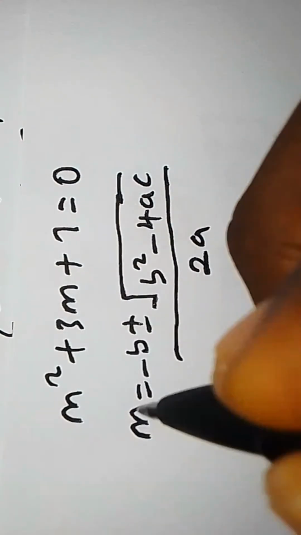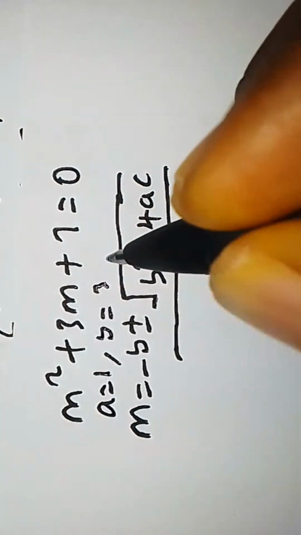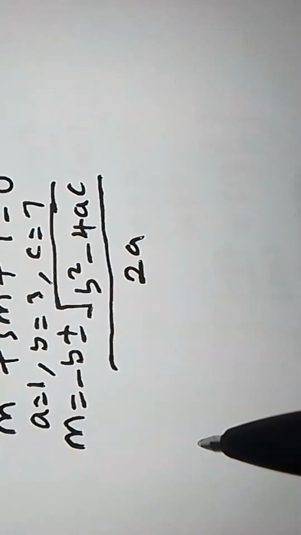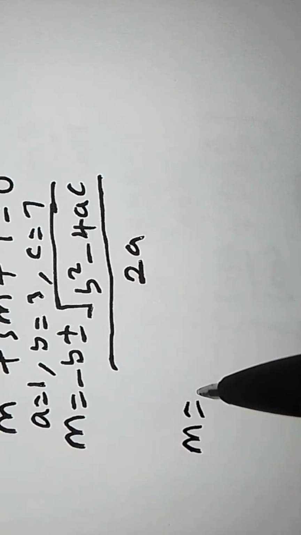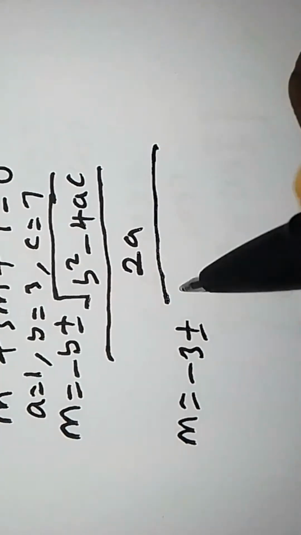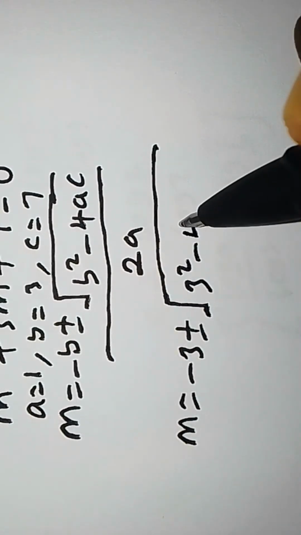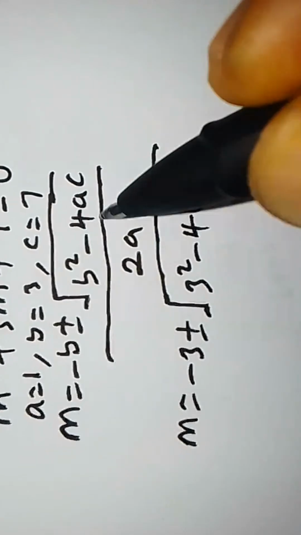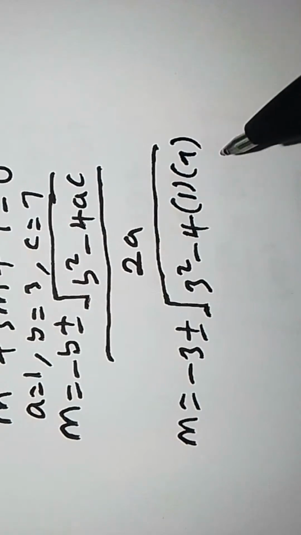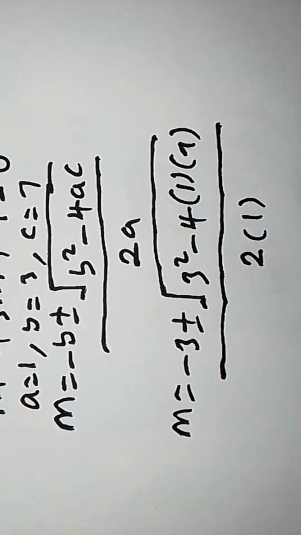From this equation, our a is equal to 1, b is equal to plus 3, and c is equal to 7. So let us now plug in these values into this right hand side. m equal to minus b, which is minus 3, plus or minus square root of b square. That will be 3 square minus 4 times, what is the value of a? a is 1, times c, which is 7, divided by 2 times 1. Let's continue.